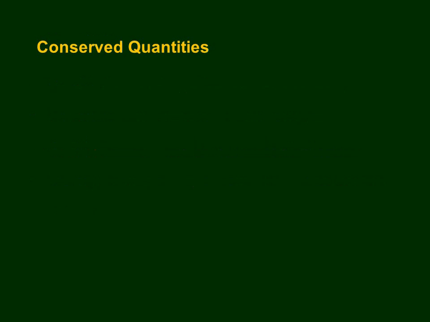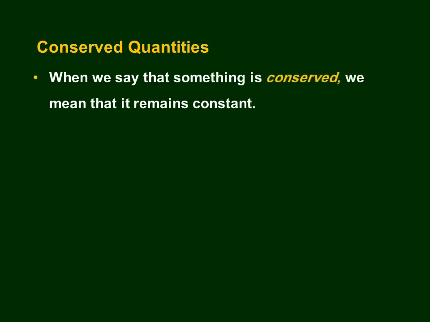Let's start. What's a conserved quantity? Conserved means unchanged, remains constant. So when we say that something is conserved, we mean that it remains constant, doesn't change. For example, mass, law of conservation of mass. Mass doesn't change, remains the same. Energy, law of conservation of energy. Energy is a conserved quantity.